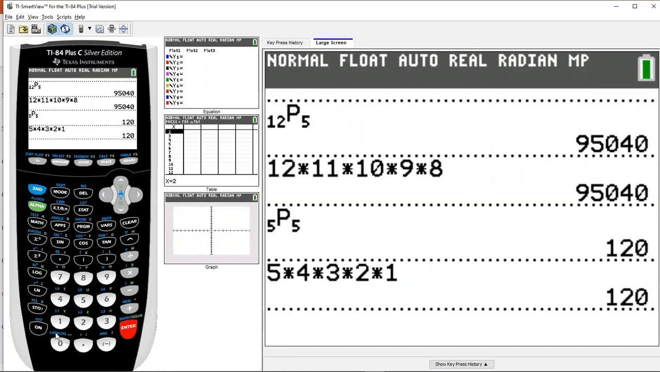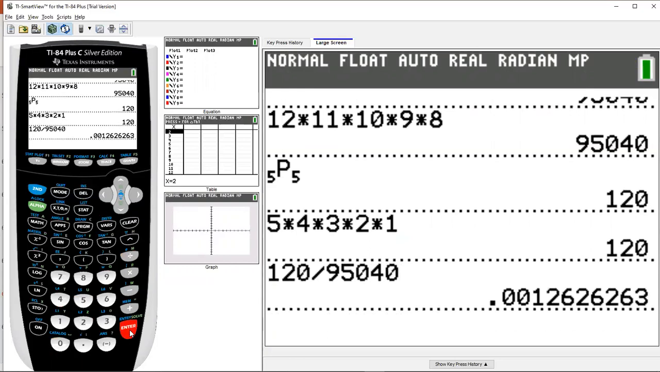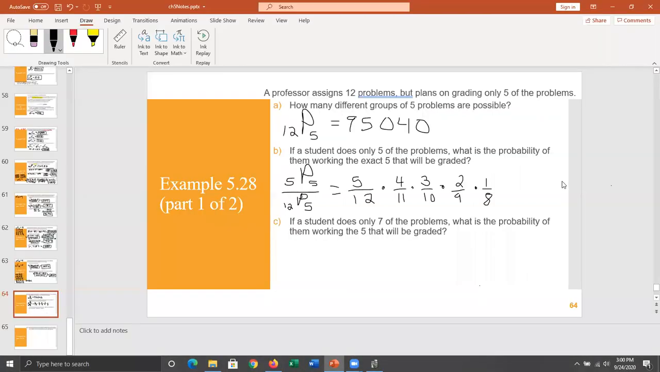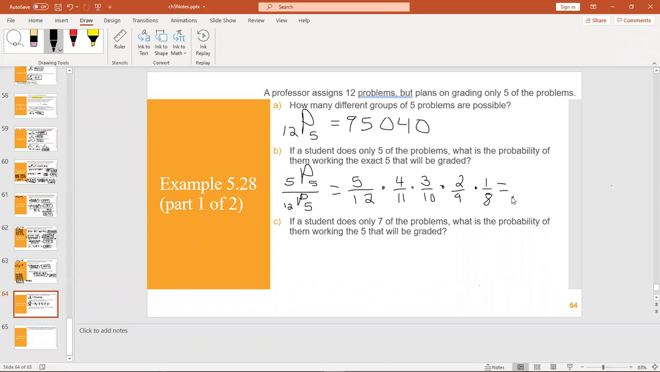So then the probability is 120 out of 95,040. That is not very good odds. That is 0.0013 if you round it off. So that's a 0.13% chance that you correctly pick the 5 problems that the professor is going to pick. So those are not very good odds.